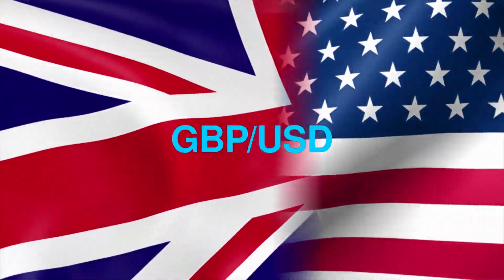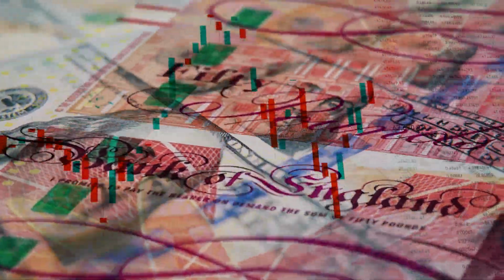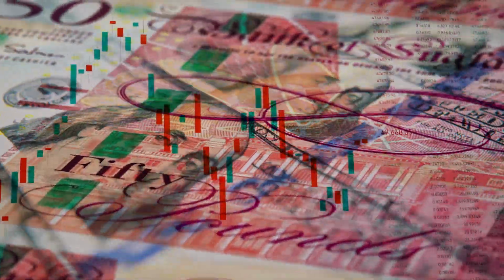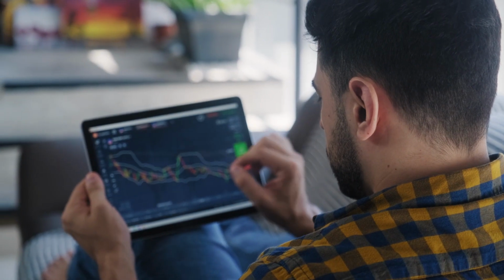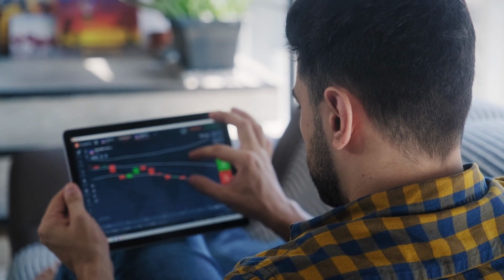GBP-USD. Another popular currency pair is the GBP-USD. The pair has a positive relationship with EUR-USD and a negative relationship with the USD-CHF. When trading the so-called cable, GBP-USD, all big news that could affect US or British currencies should be considered.